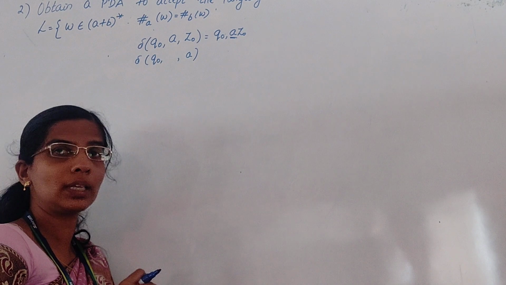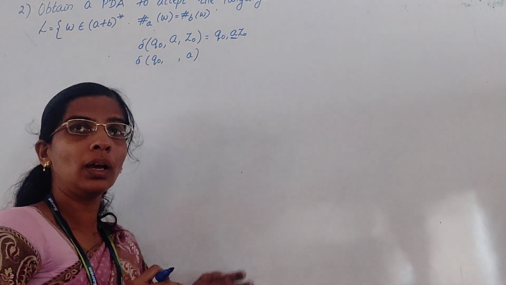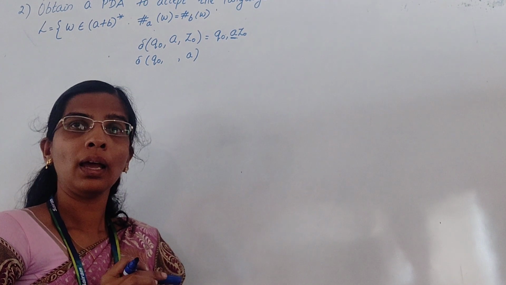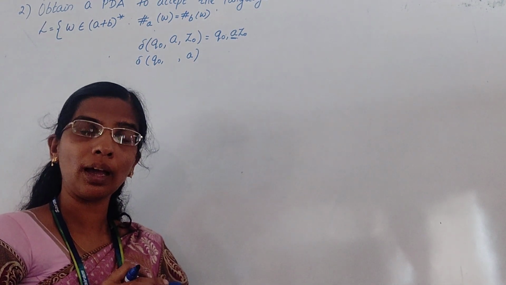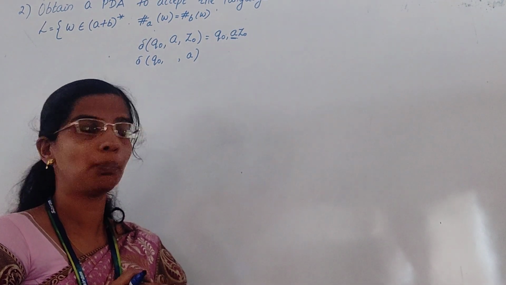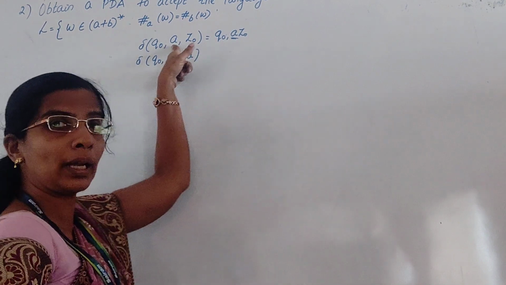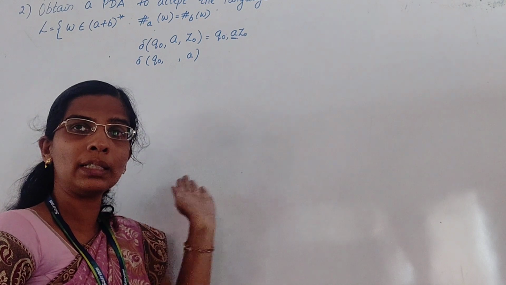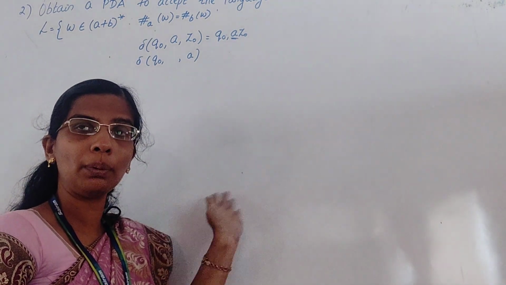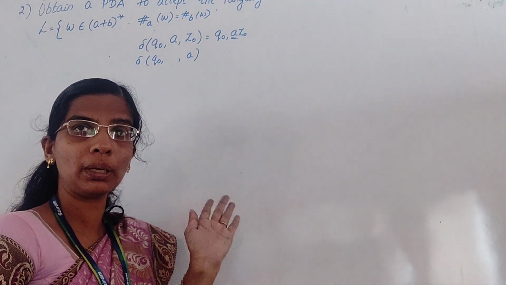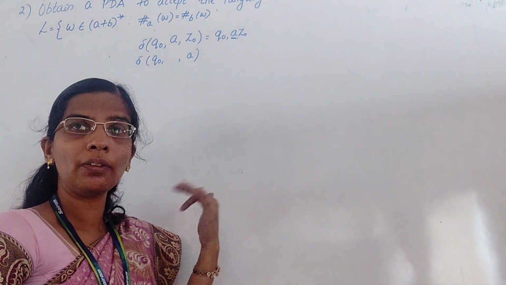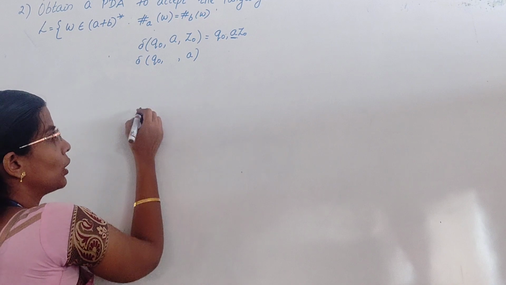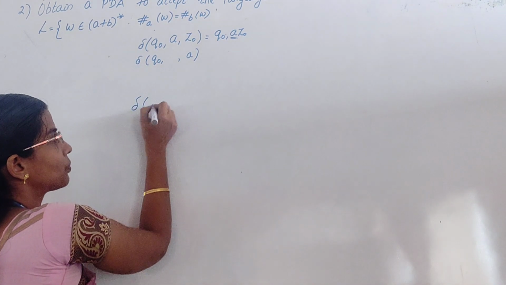Whichever is your first symbol, push it into the stack. When you find the other symbol, you have to start popping. Here I have assumed my first symbol as A. So whenever I see the input symbol A, I push it into my stack. When I find B, I will start popping. This is one case. What would be the other case?